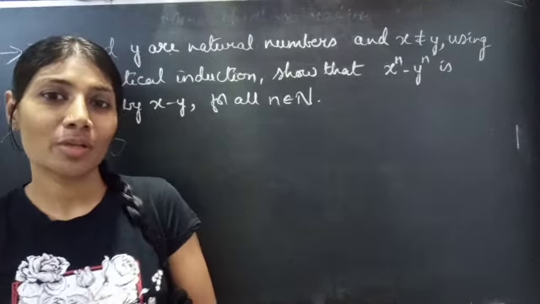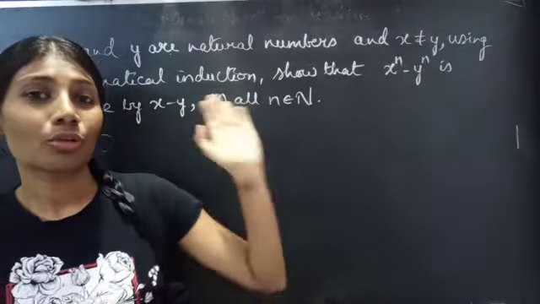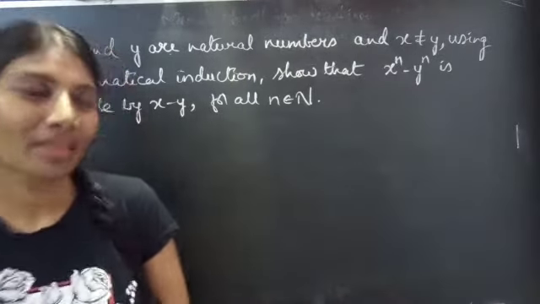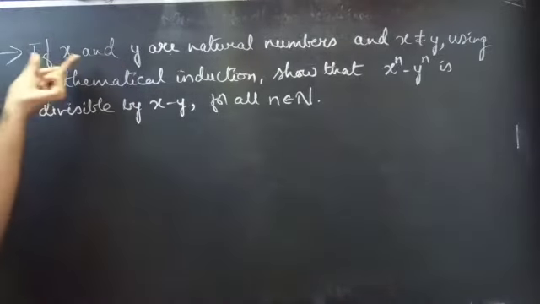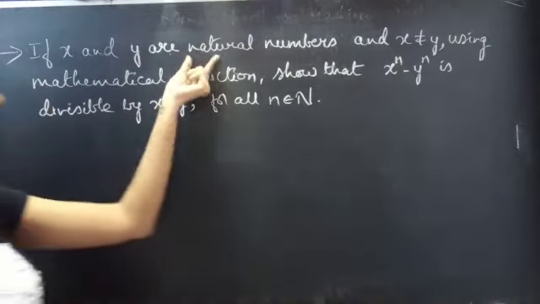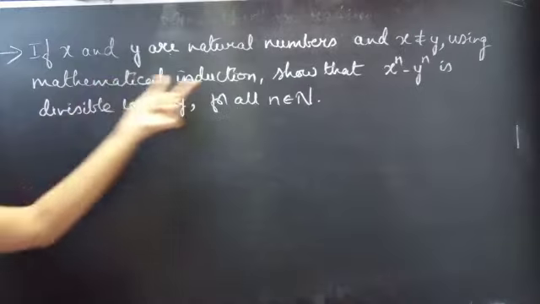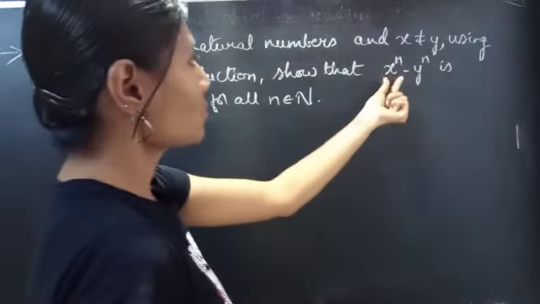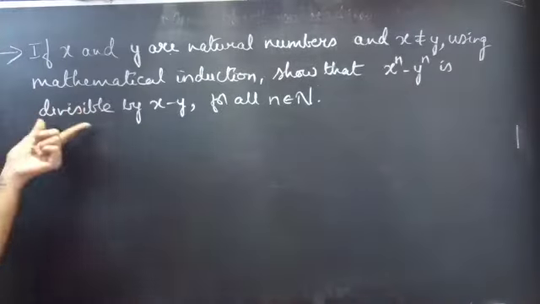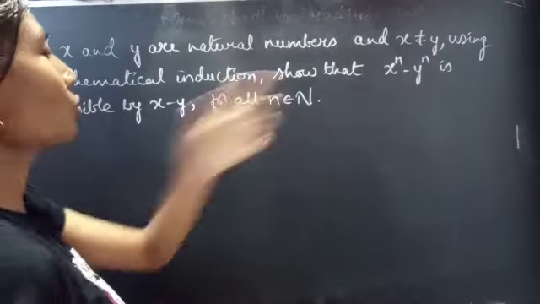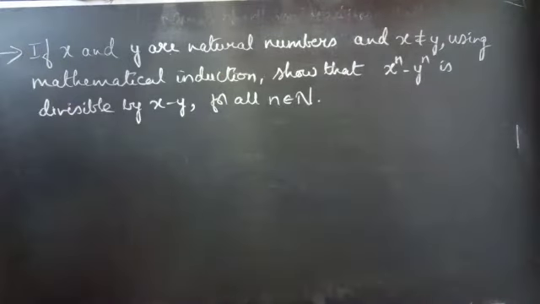In this video, we are going to prove a problem using mathematical induction. So let's get going. Problem: if x and y are natural numbers and x is not equal to y, using mathematical induction show that x power n minus y power n is divisible by x minus y for all n belongs to capital N, that is natural numbers.